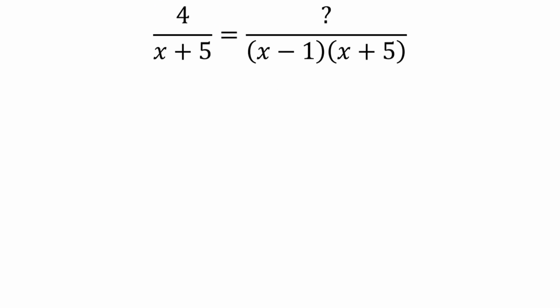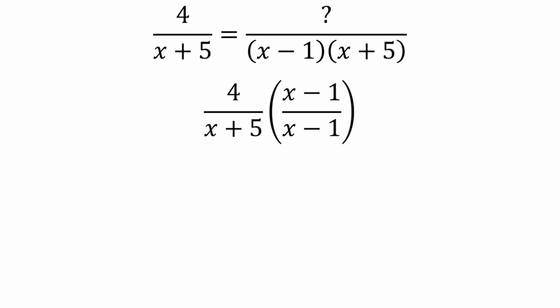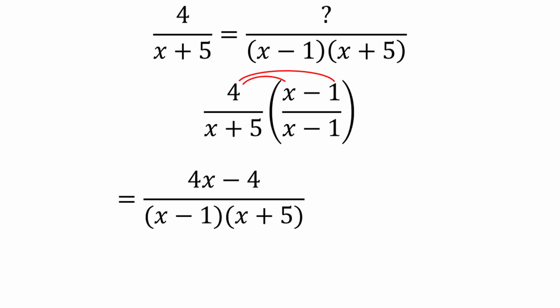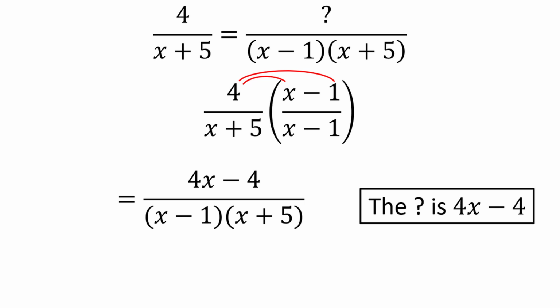Let's try 4 over x plus 5 is equal to question mark divided by x minus 1 times x plus 5. In this case, it should be clear that 4 over x plus 5 is missing an x minus 1, so we must multiply 4 over x plus 5 by x minus 1 over x minus 1. Distributing the numerator, we get 4x minus 4 over x minus 1 times x plus 5, so the question mark must be 4x minus 4.